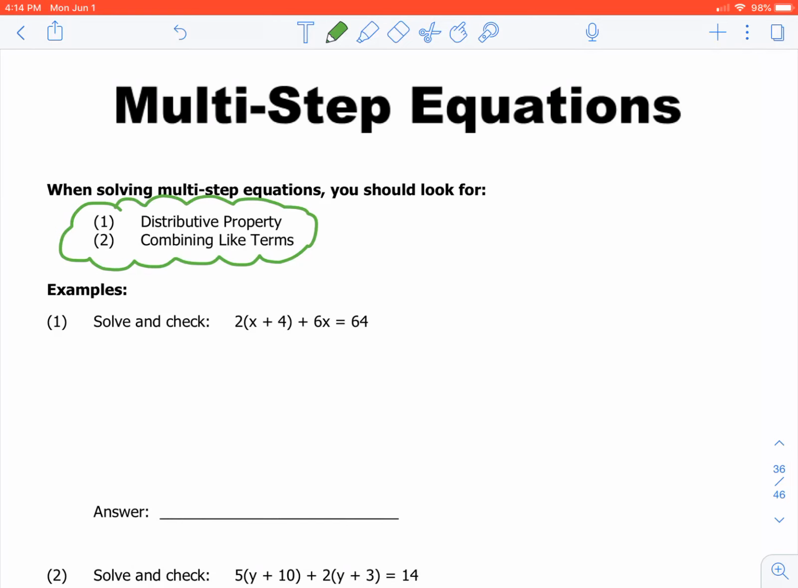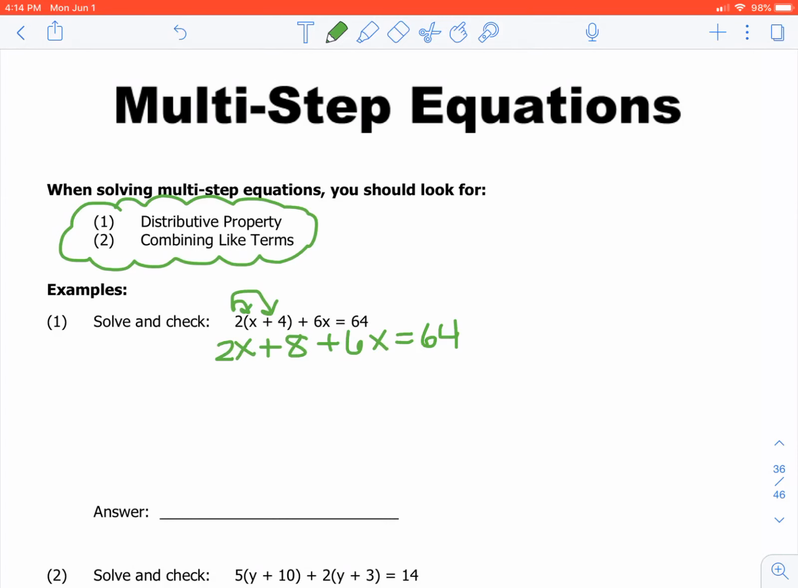So let's take a look at example 1. We do have distributive property here, so this is going to be the first thing we're going to do. We're going to take that 2, and we're going to multiply by both things inside the parentheses. So 2 times x is 2x, 2 times 4 is 8. Everything else in the equation you can just rewrite.